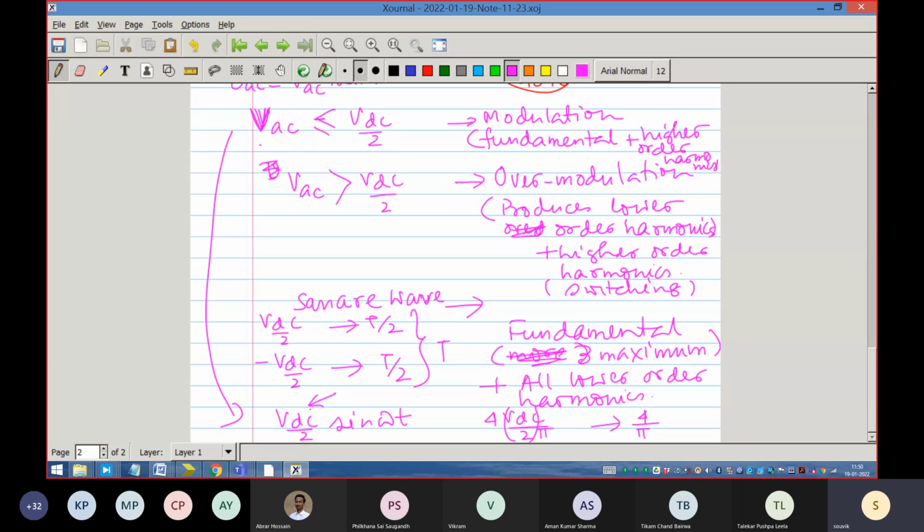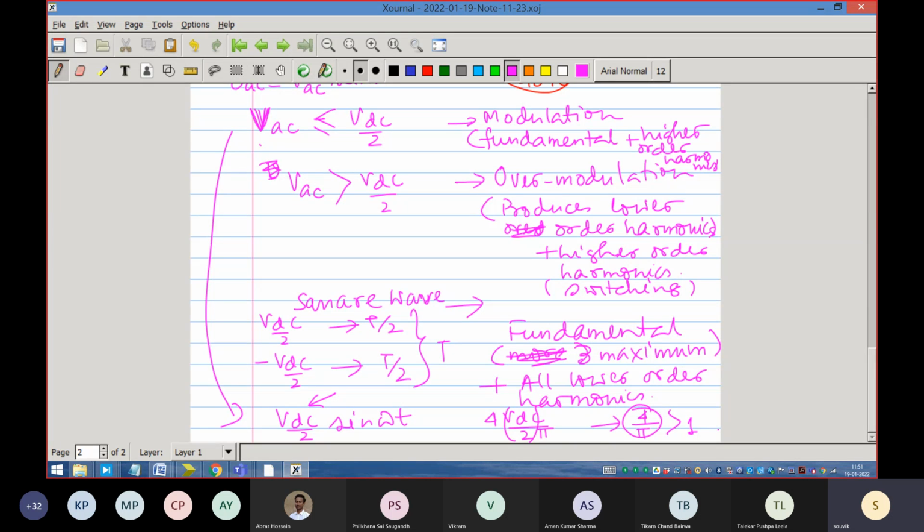And therefore the fundamental from our Fourier series, we already know it's a very easy formula to remember, 4 VDC by n pi for a square wave, where n is the harmonic number. So n here is equal to 1. Therefore it is 4 VDC by 2 divided by pi. So the coefficient is 4 by pi, and 4 by pi is greater than 1. You can clearly see it is greater than 1, so you will be getting a slightly higher fundamental component.